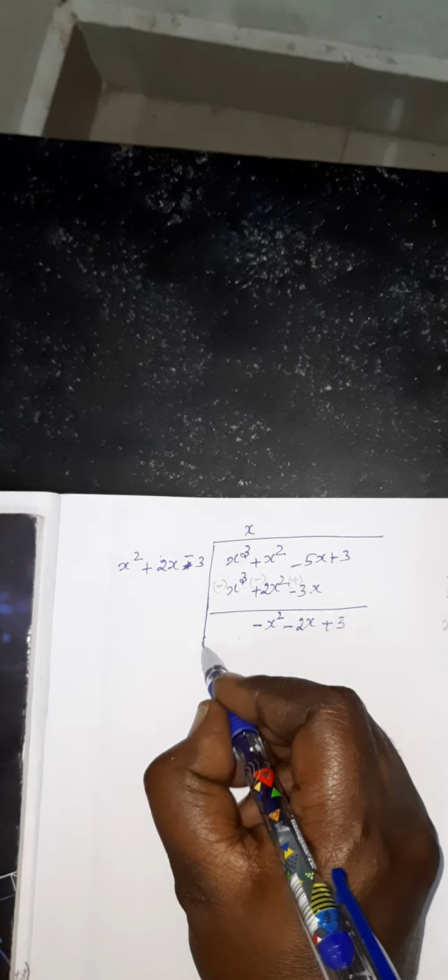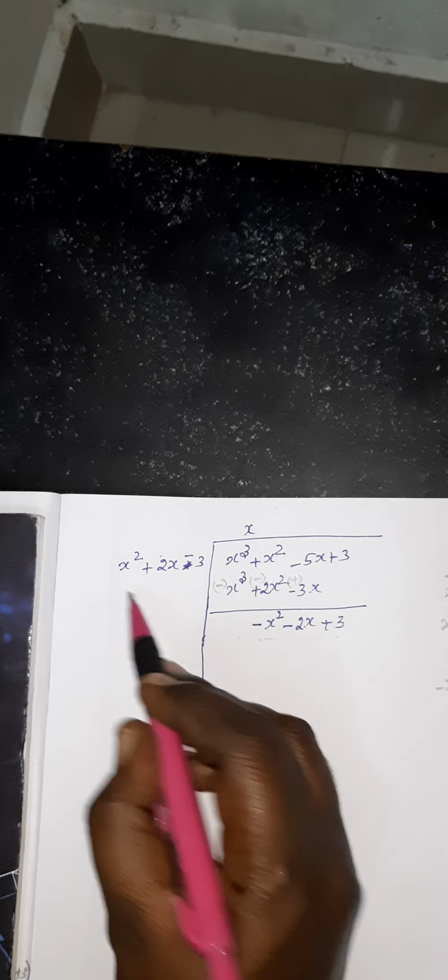Now you see here, the first term of the dividend is minus x square, the divisor first term is x square, so that is equal to minus 1. So we can put this minus 1 in the quotient, and when you multiply the divisor by this minus 1, you will get the terms. Minus into x square is minus x square, minus into 2x is minus 2x, minus into minus is plus 3.